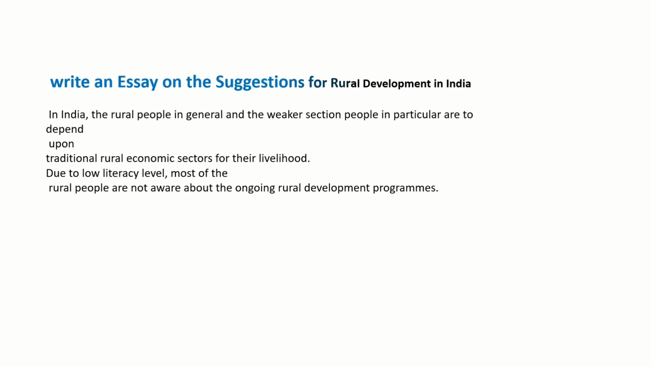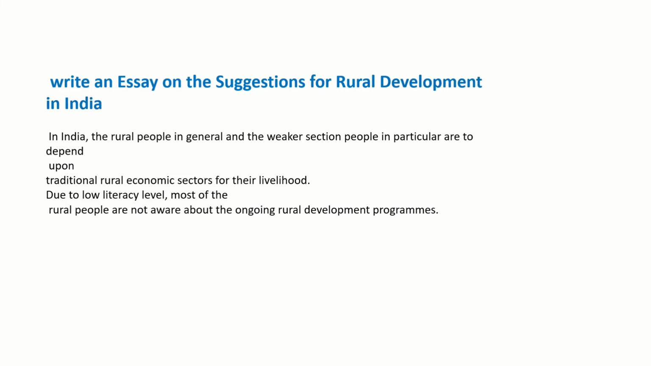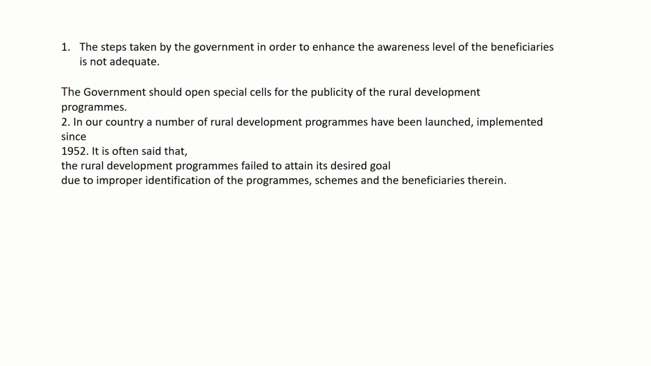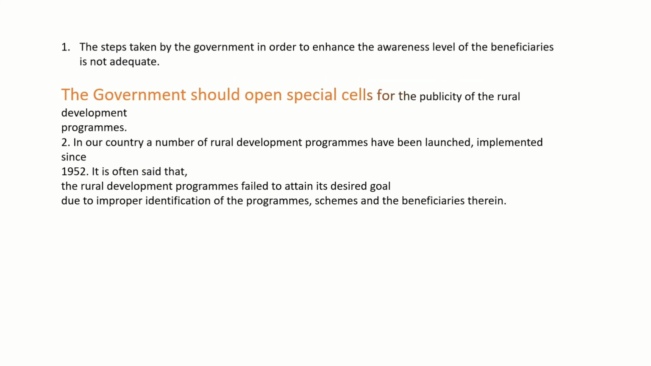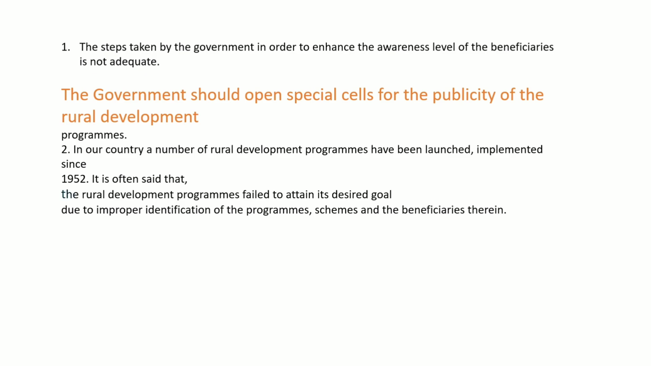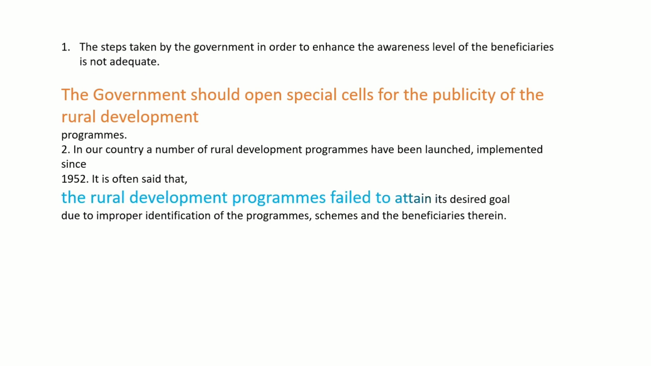Write an essay on suggestions for rural development in India. In India, the people in general and weaker section people particularly depend on agriculture and the traditional rural economic sectors for their livelihood. The steps to be taken by the government to develop them: the government should open a social cell for the publicity of rural development. And it is often said that the rural development programs failed to attain their desired goal.